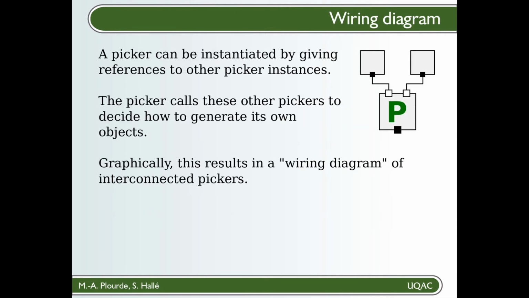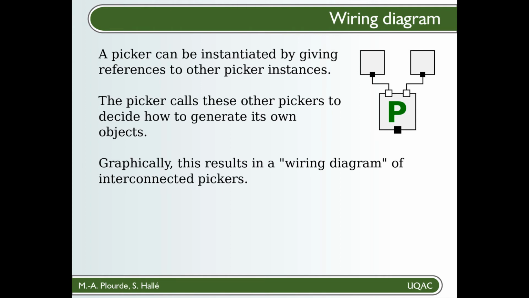A very important feature of Synthia, which makes the library very flexible, is the fact that a picker may be instantiated by passing to it one or more other pickers. Intuitively, this represents the fact that this picker must make a number of choices when producing an output object, and that these choices are based on the values produced by other pickers when they are queried.